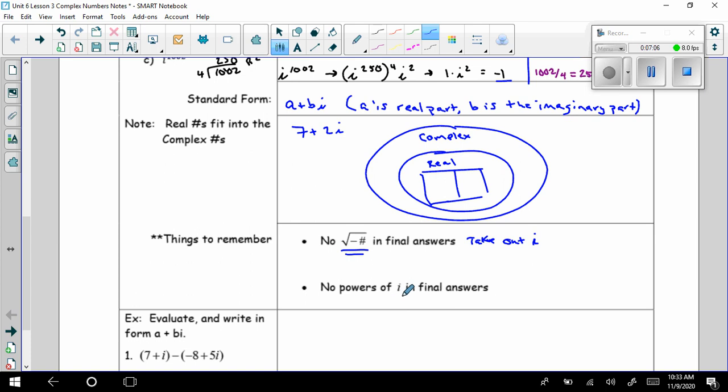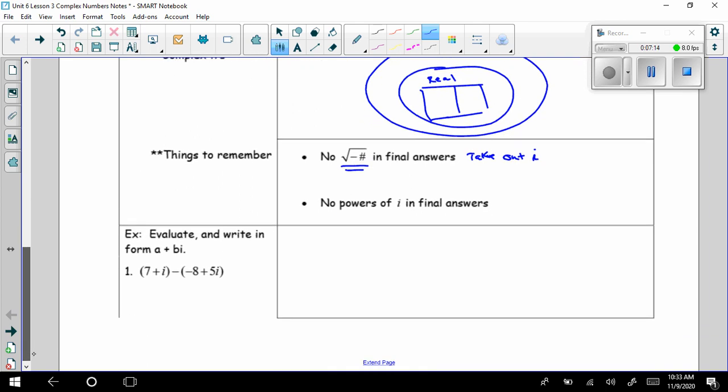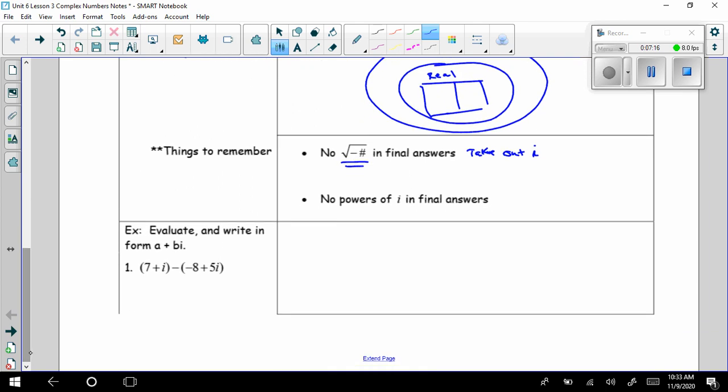And there should be no powers of i in your final answer. So the i in your final answer should not have an exponent on it in any way. Simplify that all the way down to either i, 1, -1, or -i.